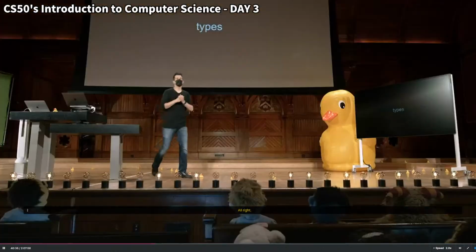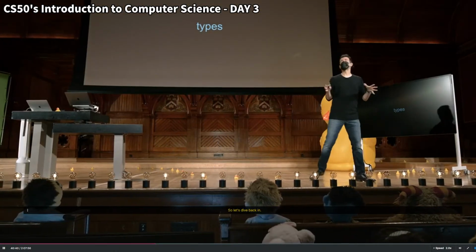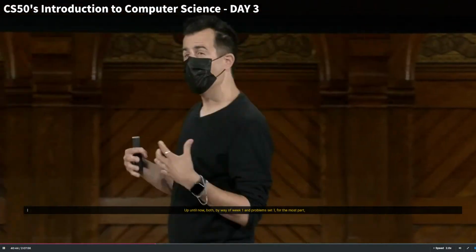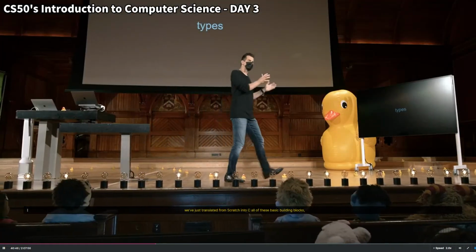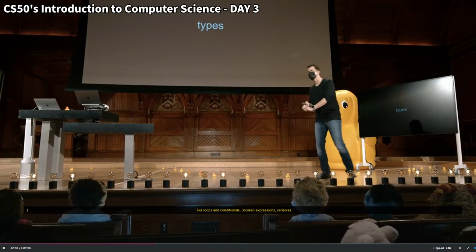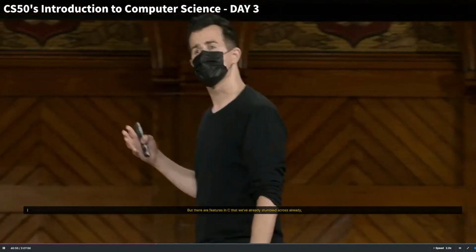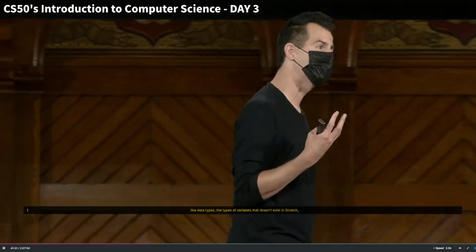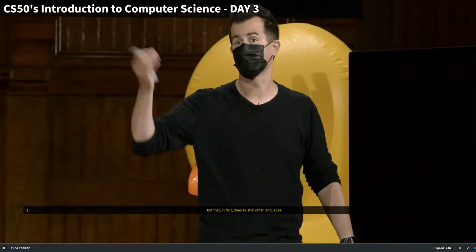All right. So let's dive back in. Up until now, both by way of week 1 and problem set 1, for the most part, we've just translated from scratch into C all of these basic building blocks like loops and conditionals, Boolean expressions, variables, so sort of more of the same. But there are features in C that we've already stumbled across, like data types, the types of variables, that don't exist in Scratch, but that in fact do exist in other languages. In fact, a few that we'll see before long.